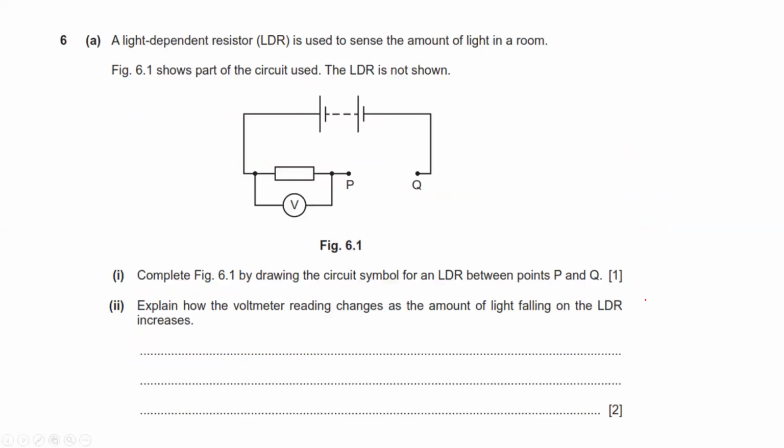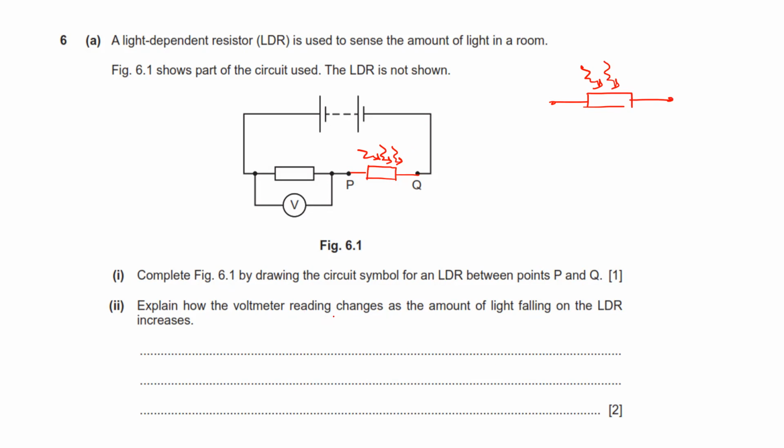So moving ahead, question number 6. It says a light dependent resistor, or LDR, is used to sense the amount of light in a room. Figure 6.1 shows the part of the circuit used. The LDR is not shown. Complete figure 6.1 by drawing the circuit symbol for an LDR between points P and Q. If I have to draw the symbol of an LDR, it looks something like this. So this is the symbol of an LDR, a light dependent resistor, with light rays coming onto it, something like this.